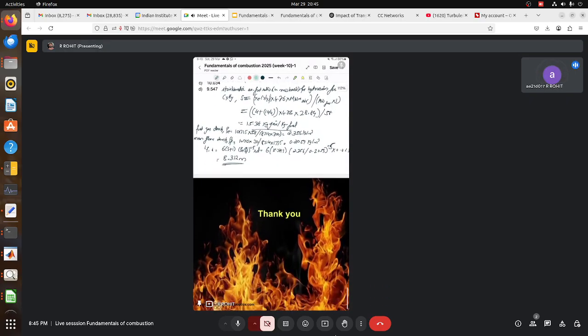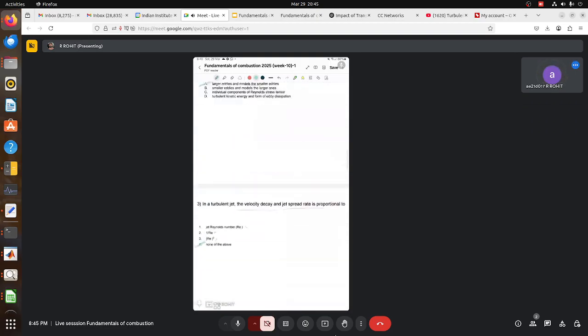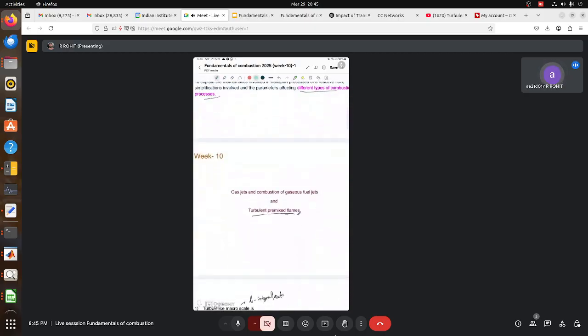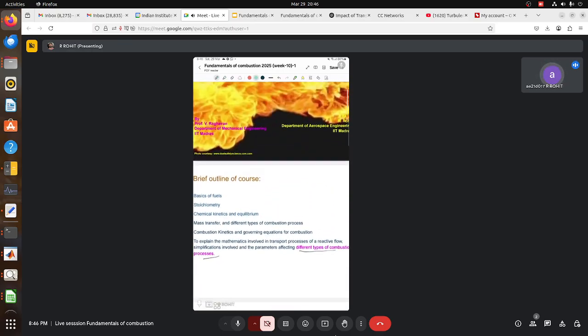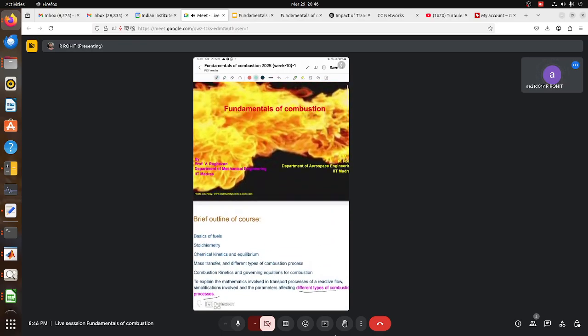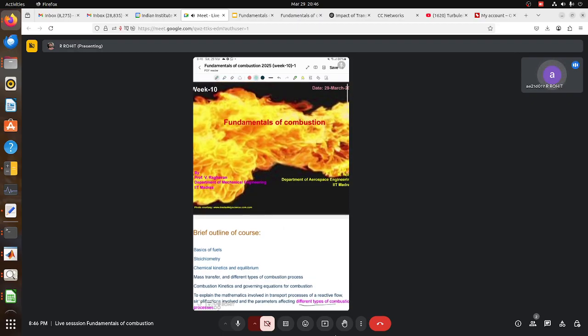We have reached the end of today's session. In today's session we majorly focused on turbulent premixed flames and some part of partially premixed flames. In the next session, in week 11, we will look at coal combustion and solid fuel combustion.